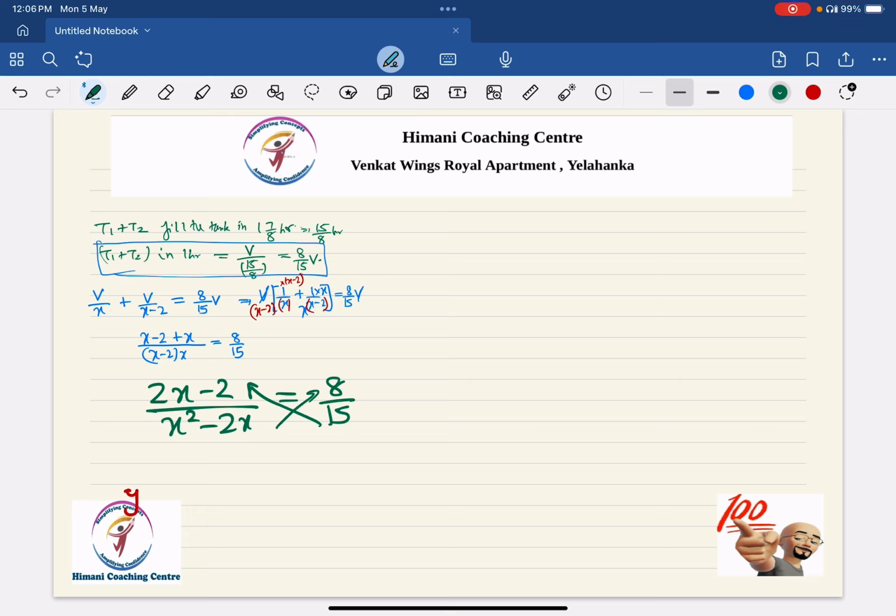We can do cross multiplication. So we will have 15 times 2x, which is 30x. 15 times minus 2 is a minus 30. 8 times x square is 8x square, and 8 times minus 2x is minus 16x.